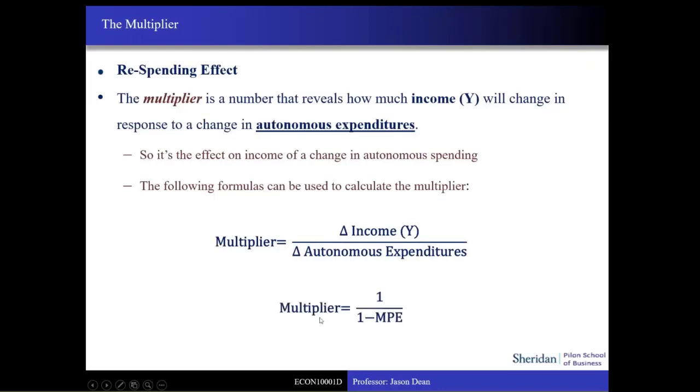You can also get the multiplier by just doing 1 over 1 minus the marginal propensity to expend. So in the previous example, the marginal propensity to expend was 0.75. So 1 minus 0.75 is equal to 0.25. 0.25 goes into 1 4 times.